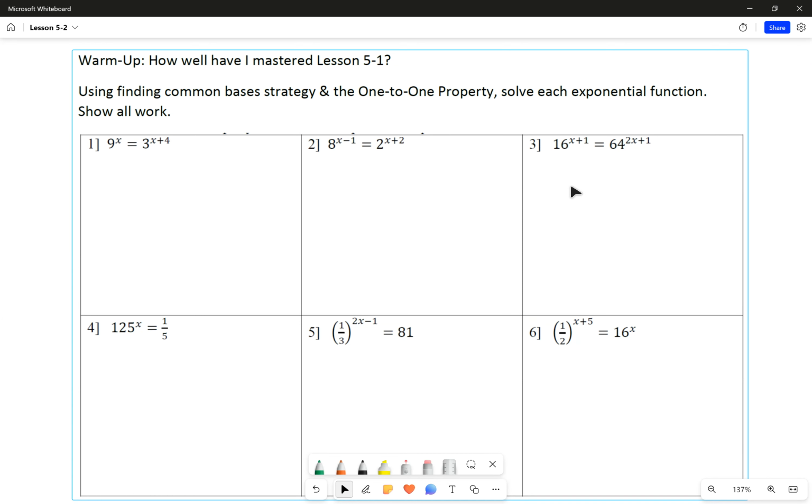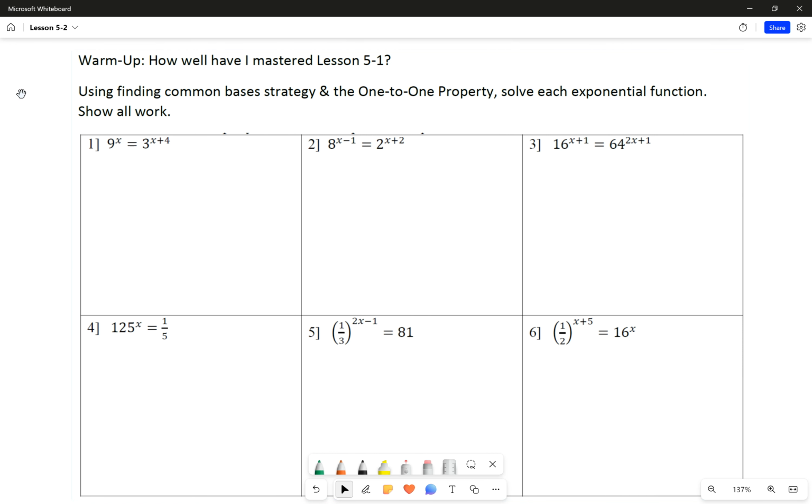Okay, in lesson 5.1, we used the finding common bases strategy as well as the one-to-one property to be able to solve exponential functions. So here are 6 problems that I would like you to complete to warm up as a review of what we have covered. And then once you have completed these, I will ask that you unpause the video so that you can check your answers.